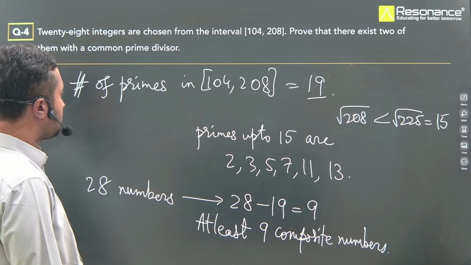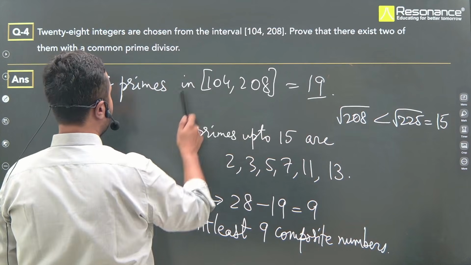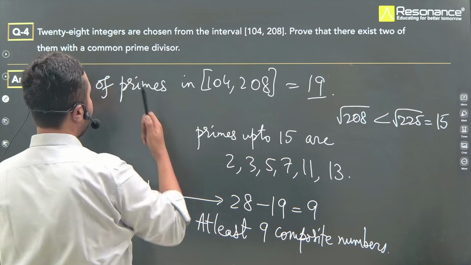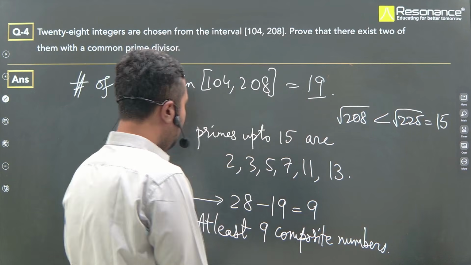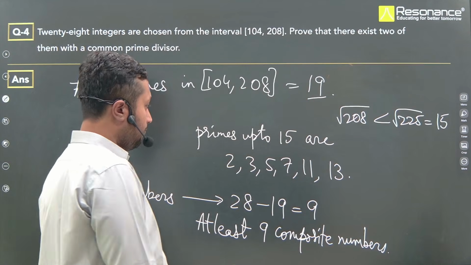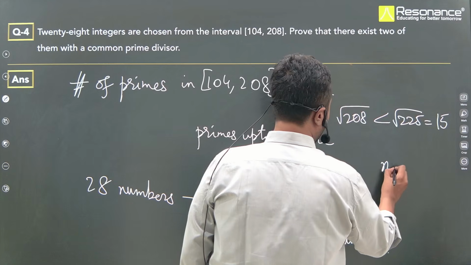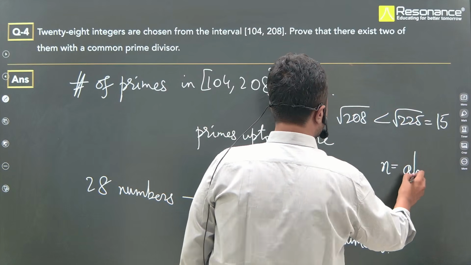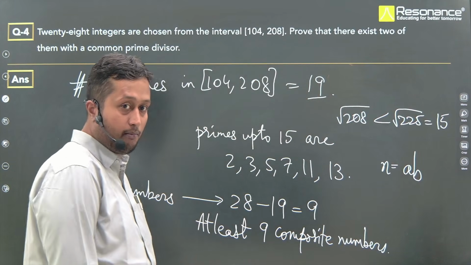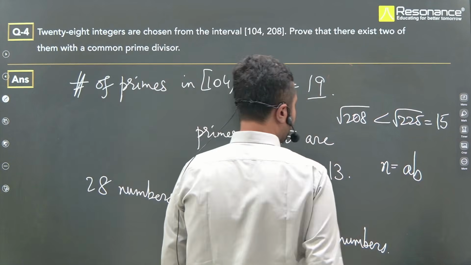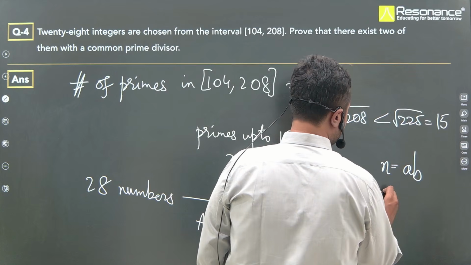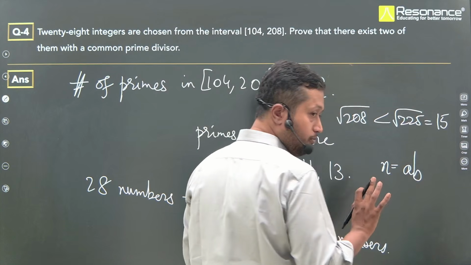Right? So there are at least 9 composite numbers given any 28 integers in that interval. And every composite number, let's think about that. If you have a number n, you can write it as a product of smaller numbers. That's what composite means, right? So you can write it as a times b. Now check this out. First of all, a and b should both be greater than 1.